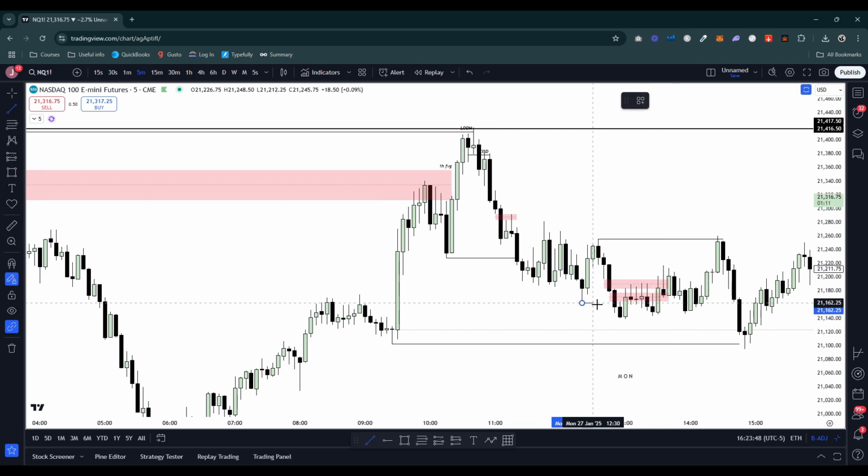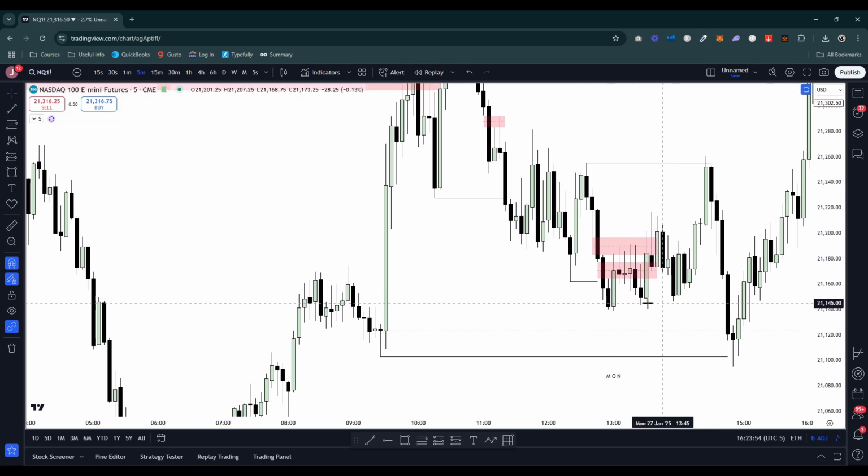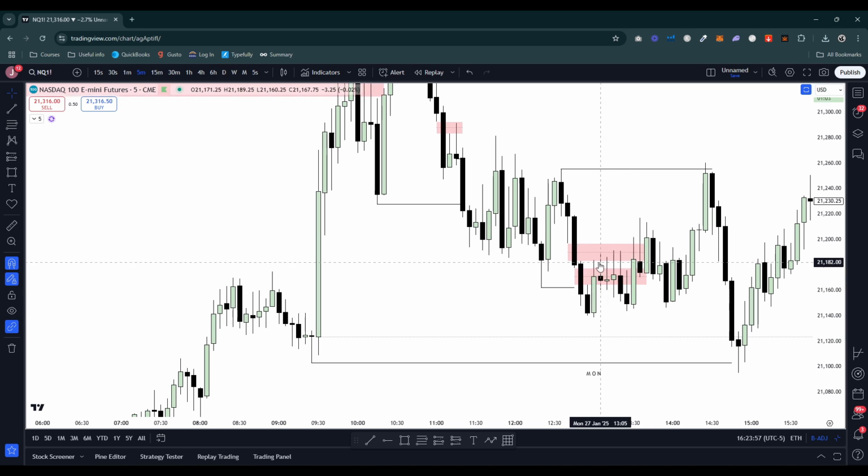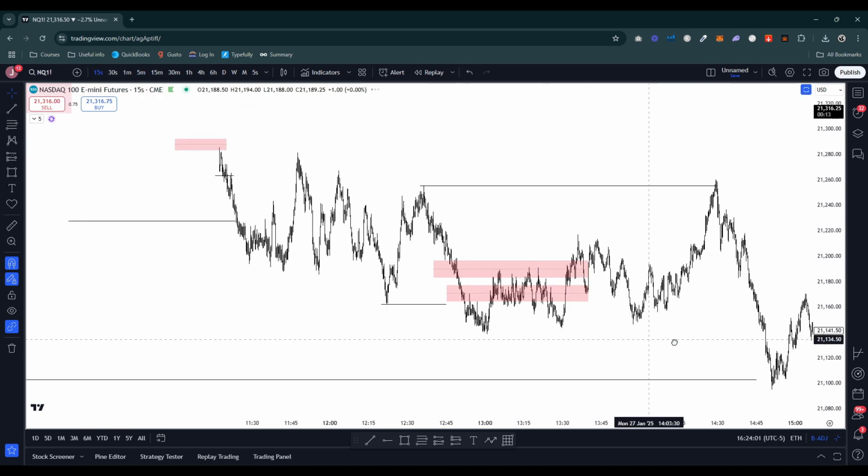So I was looking at these fair value gaps to be respected, because why? Because we broke this low. We closed below this low, and these 2 fair value gaps were formed after breaking this low. So I was looking for this to be respected. And we did tap into this upper one here. So if we go to the 15-second, I'll show you where I entered first.